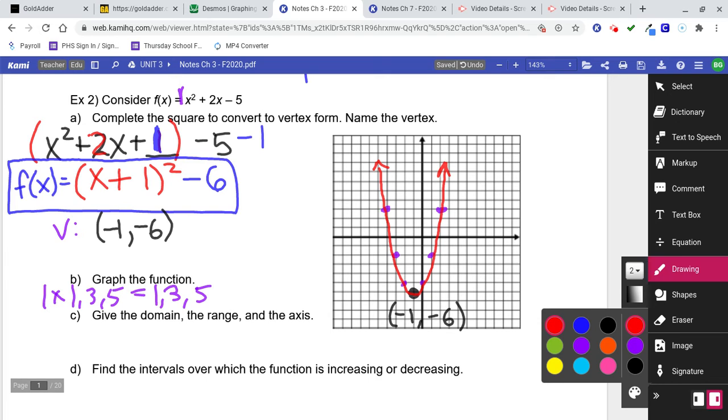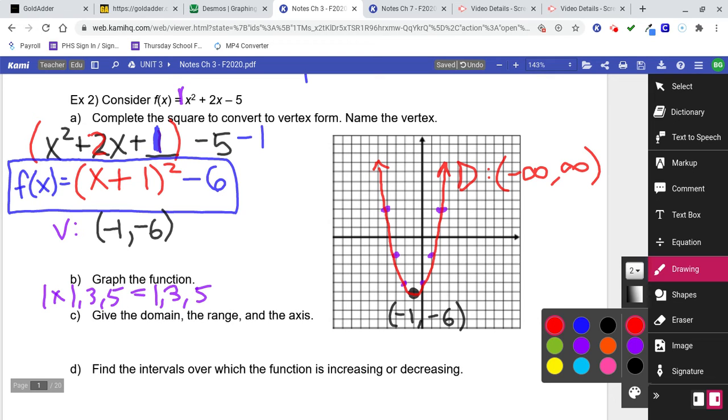Part C says give the domain, the range, and the axis. Okay. Domain we've talked about. Domain is just the x numbers. It's the input numbers. I like to look at it as if I squashed this thing down onto the x-axis, what would get covered? Okay, everything, right? The domain is going to be all real numbers. Negative infinity to positive infinity.